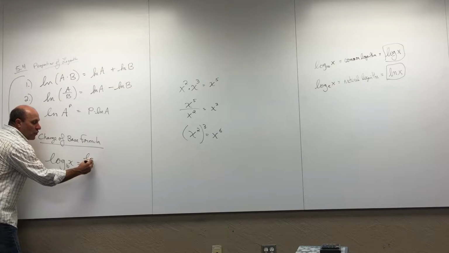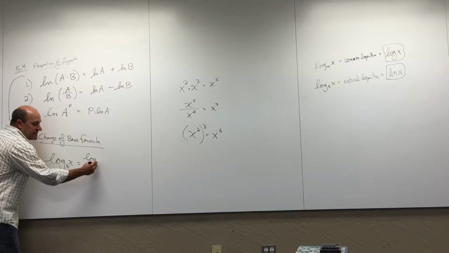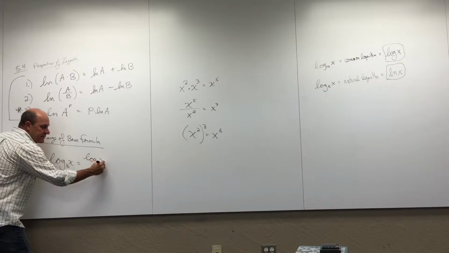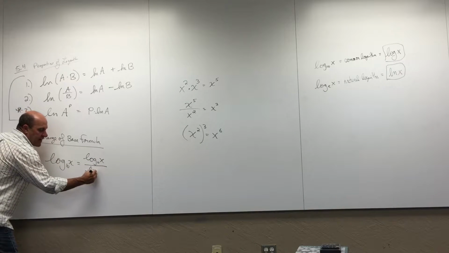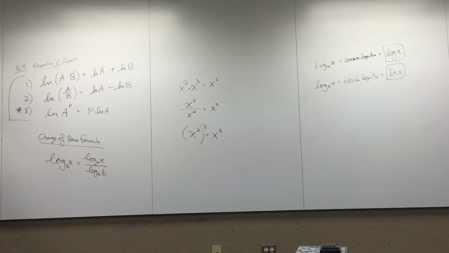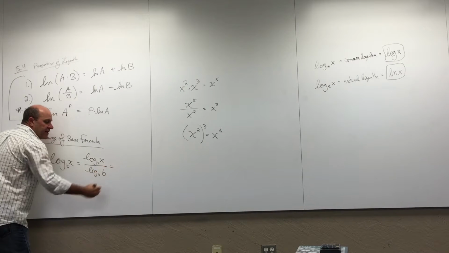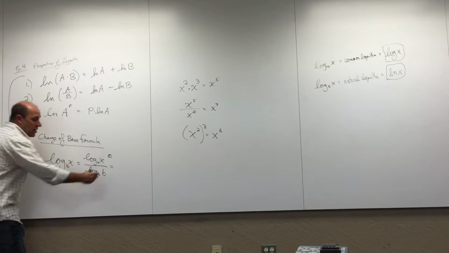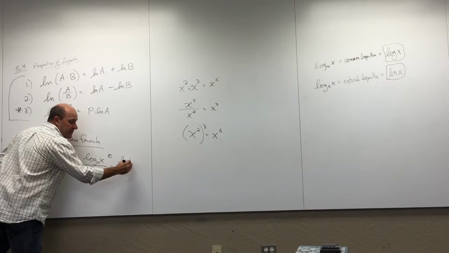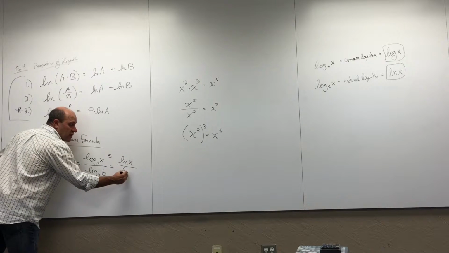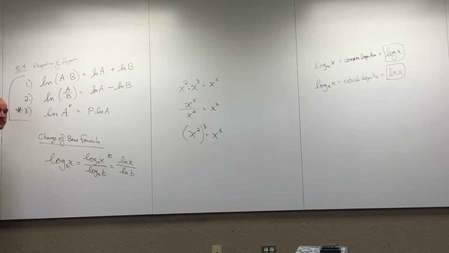So here I go. The formula is, I'm changing it to log base 10. I'll put a little 10 there. And I do the log base 10 of the x over the log base 10 of the b. That's the change of base formula. But I didn't have to change it to log base 10, so I'm going to do something else here. I could change it to the natural log: the natural log of the x over the natural log of the b. It should be the same thing.